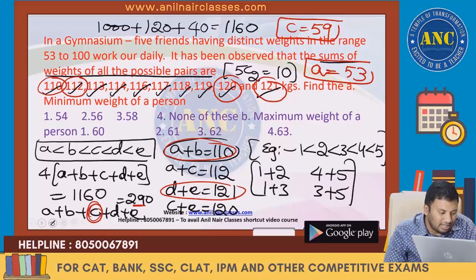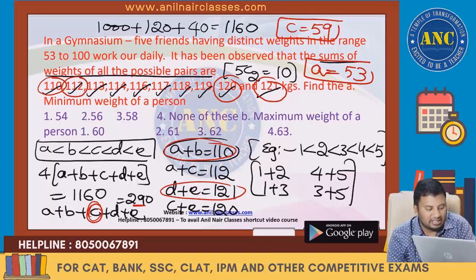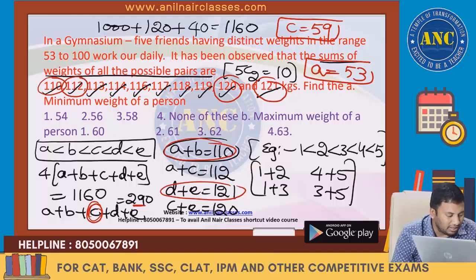To get C, do A plus B and D plus E. A plus B is 110. D plus E is 121. 110 plus 121 is 231. If it is 231, C will be 59. If C is 59, A is 53. Kindly reply in the live chat if this is clear to you.